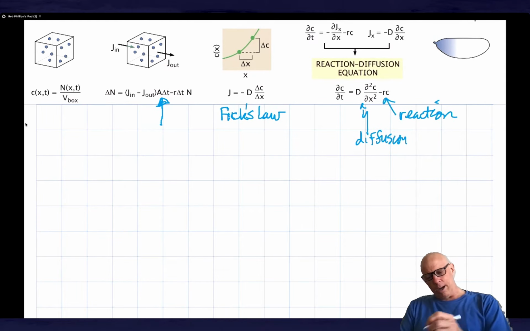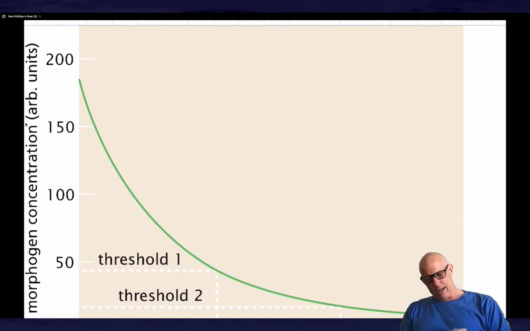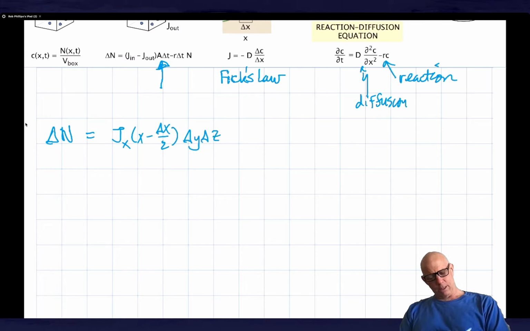So let's try to review the facts here. So first thing I want to say is that the change in the number is going to be equal to the number coming in from the left times the area of that face times delta t. So this is the number coming in on the left face. So maybe I'll write that.